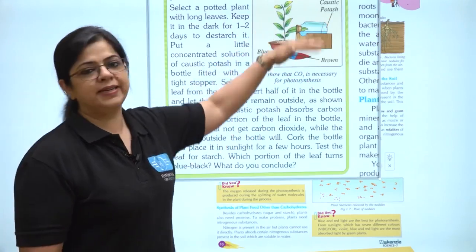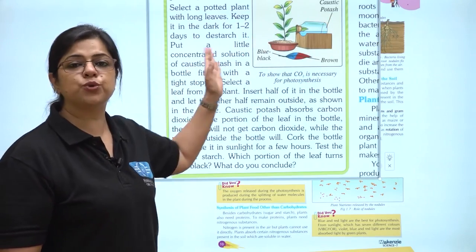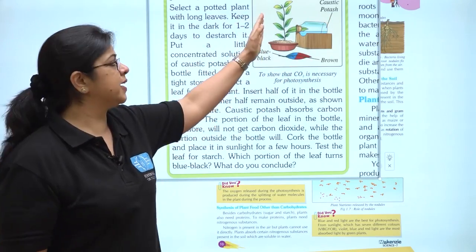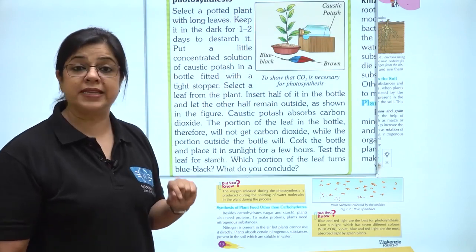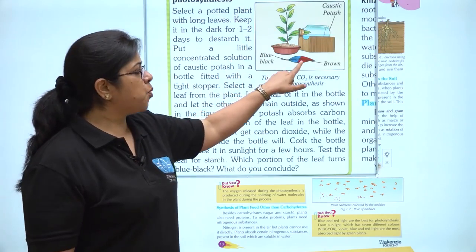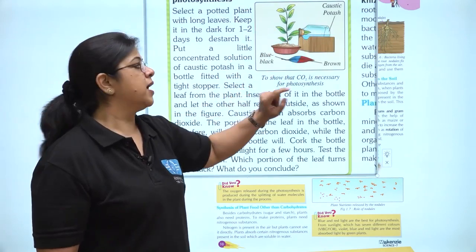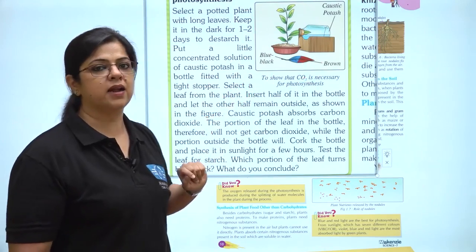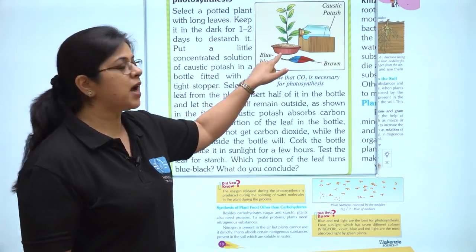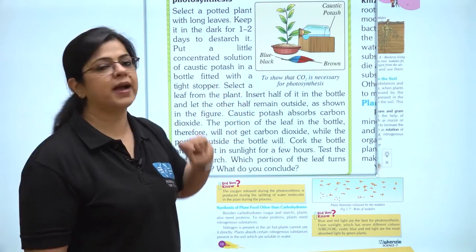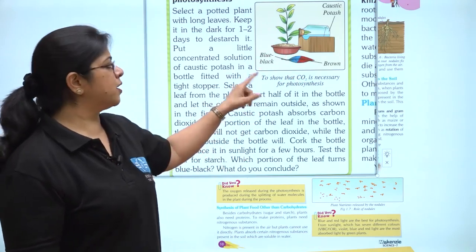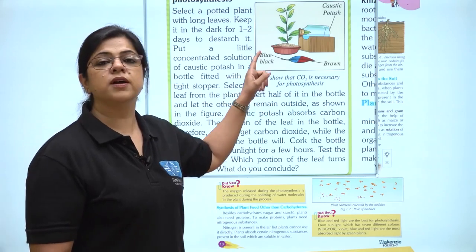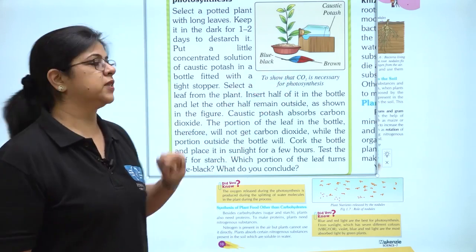When we place the entire apparatus in the sun for 2-3 hours, when the plant has created enough starch in it and we perform the same experiment on this leaf, we will see that the portion that was inside the bottle has not turned blue-black in color, whereas the portion that was outside has turned blue-black in color when we added iodine to it, indicating that carbon dioxide is important for the process of photosynthesis.